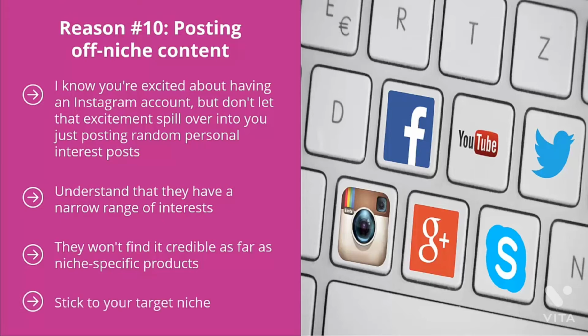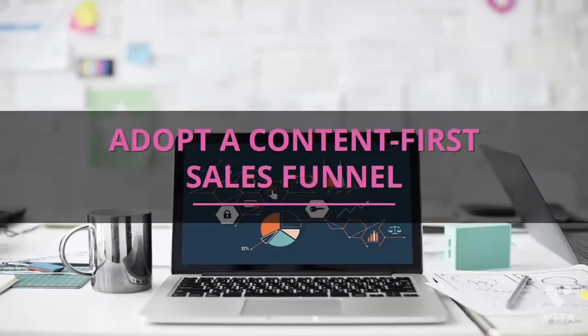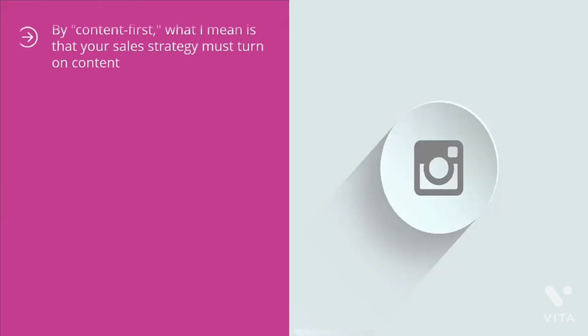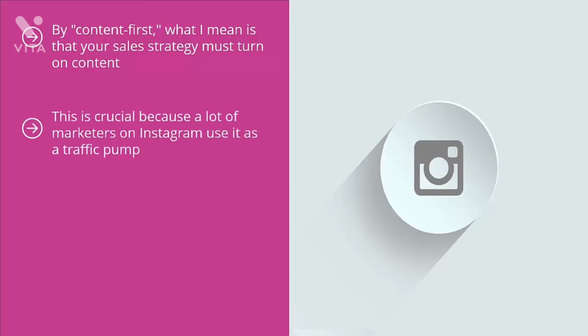Stick to your target niche. Focus on the big picture. Understand that you're doing this for a reason. You're not just doing this to screw around. Adopt a content-first sales funnel. By content first, what I mean is that your sales strategy must turn on content. In other words, you use quality content to qualify the traffic you get from Instagram, so they are more likely to become paying customers. This is crucial because a lot of marketers on Instagram use it as a traffic pump.